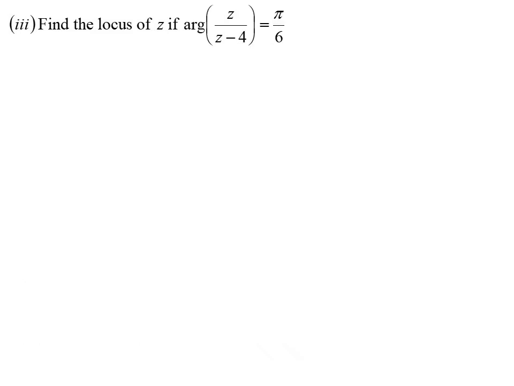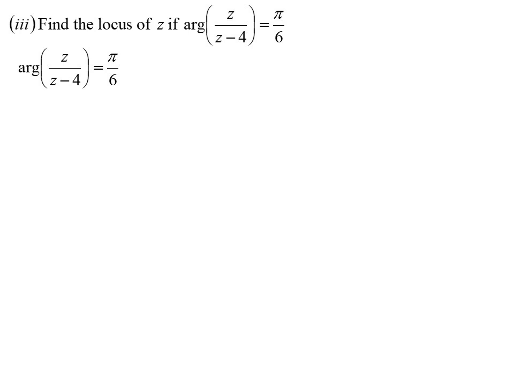Alright, let's have a look at one like this. This is the one where if I see it, I know I've got an arc of a circle. So I've got the argument on the top, I've got z minus some complex number, in this case it's 0, and on the bottom I've got z minus some complex number, which in this case is 4, and it's equal to pi on 6.